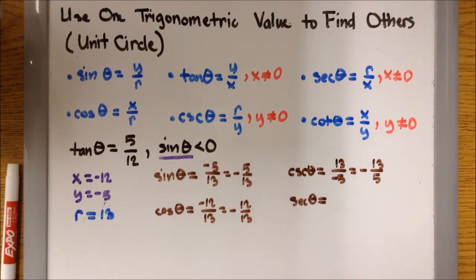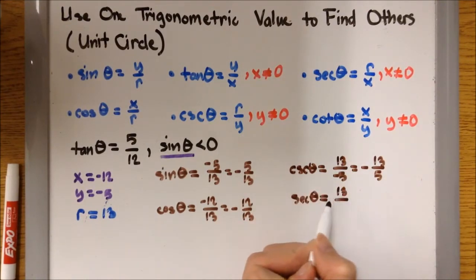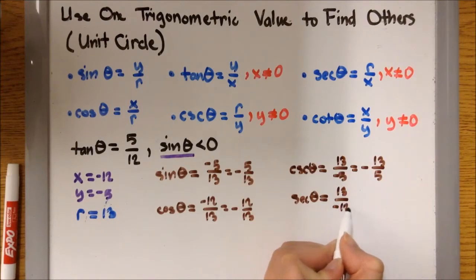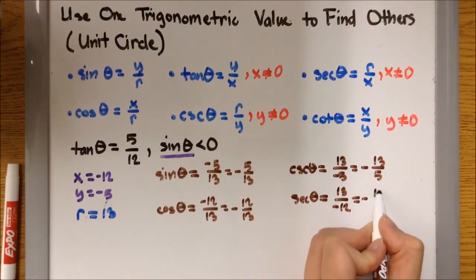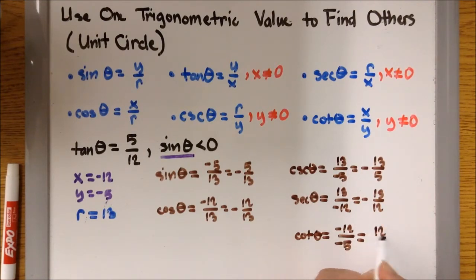Alright, secant is r over x, so r is 13 over x, which is negative 12, so then it's negative 13 over 12. Lastly, we're going to do cotangent. Cotangent is x over y, so x is negative 12 on the top, and then y is negative 5 on the bottom. Negative 12 divided by negative 5 is simply a positive 12 over 5.